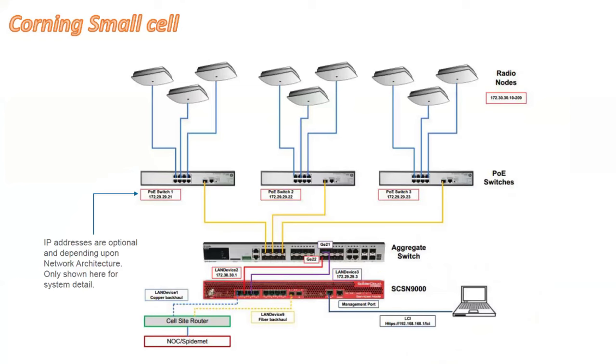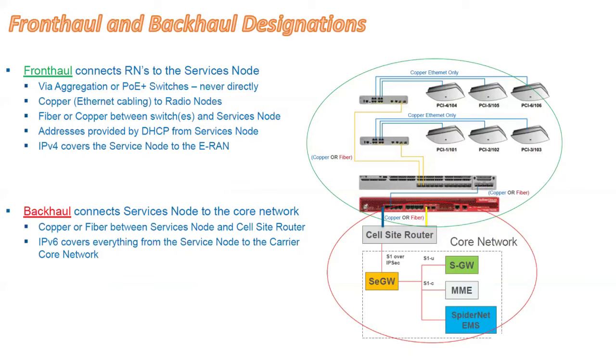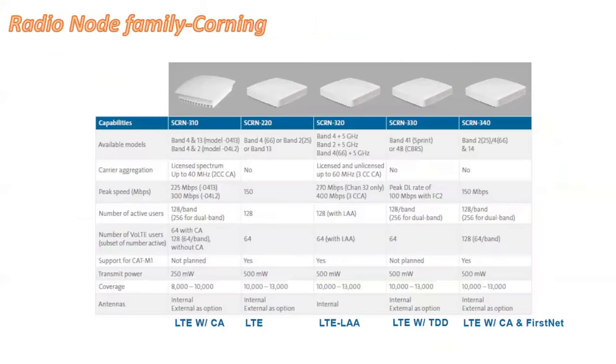You can see here, first of all, we have these radio nodes. Then we have these POE switches, power over Ethernet switches. Then we have these aggregate switches. And then we have this service node, and that is connected to the backhaul, right? So we have two parts. One is fronthaul and one is backhaul. In the fronthaul, the radio is connected to the service node. In case of backhaul, the service node is connected to the core with the help of copper or fiber cable.